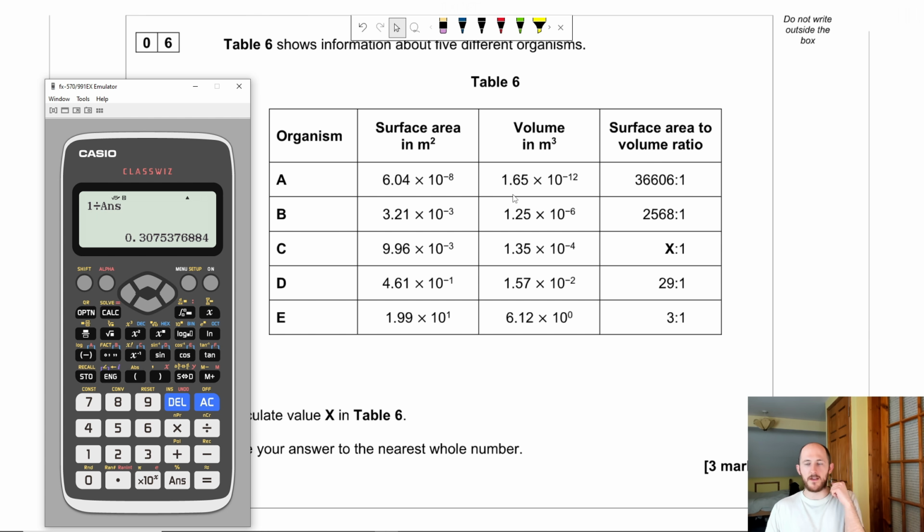Divide one number by the other, see if it's right. If not, divide the number by the other number. If that's not right, times them together. Try a bunch of different stuff to try and get it right. So it says give your answer to the nearest whole number.